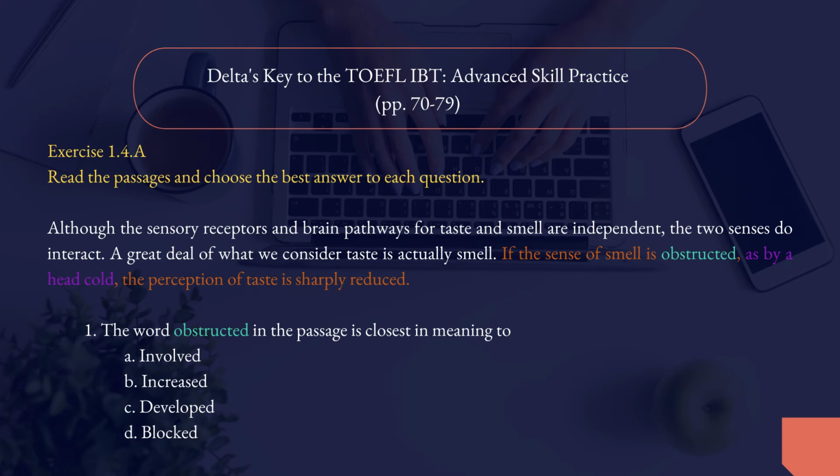A, involved. No. B, increased. Right opposite. C, developed. Again, opposite. D, blocked. So you see, blocked is the closest in meaning to reduced. So blocked here is closest in meaning to the word reduced.